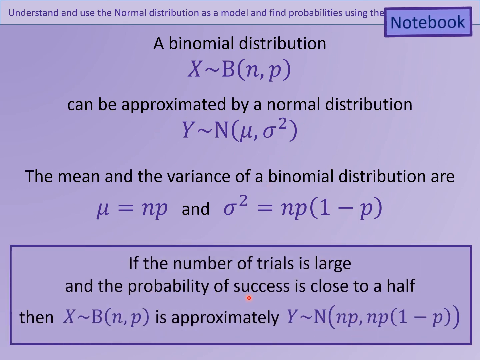The only way you could do it though is if the number of trials is large. It's a bit vague being large, but you've just seen a minute ago that 50 wasn't bad. The probability of success is close to half. So you could get away with having fewer trials if your probability of success is really close to half. If it's not close to a half, if it's like 0.1, then you need lots of trials for it to be a close approximation. So the word large is very much dependent on the probability. Close to 0.5, you can have a small amount of trials. Away from 0.5, you need a bigger amount of trials.